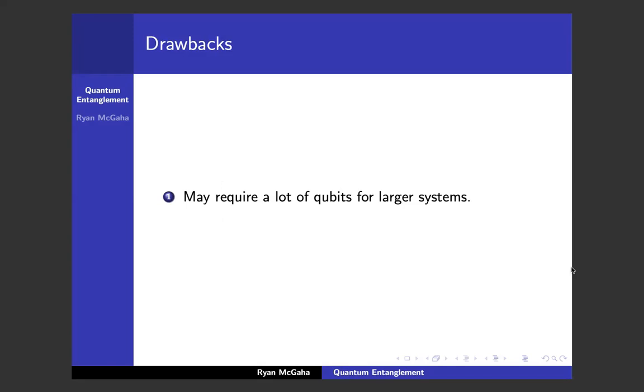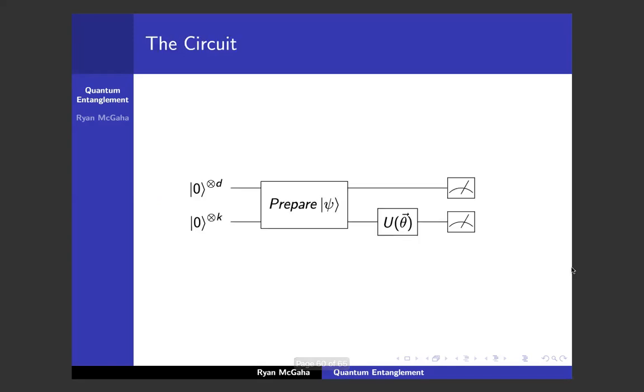If we look back at the circuit right quick, you need enough qubits for your space A tensor B, and you need enough qubits for your ancilla space. You have to have as many qubits, or almost as many qubits, as the length of the ensemble.